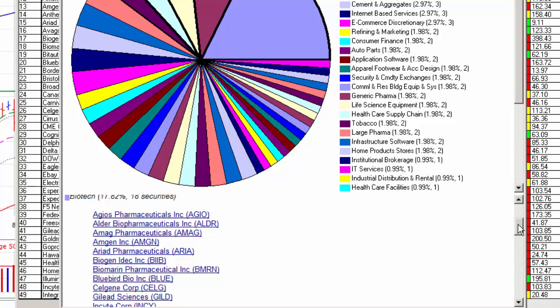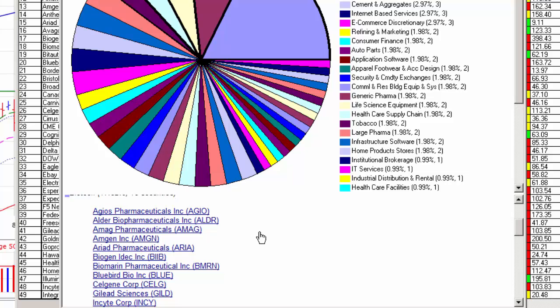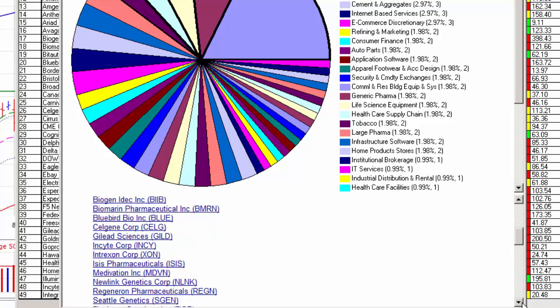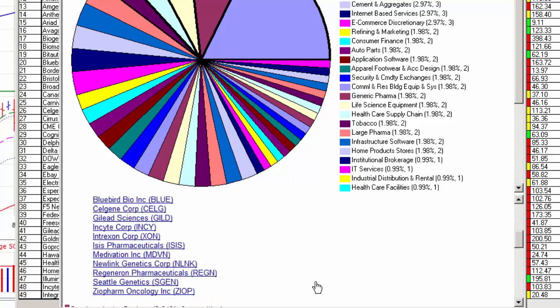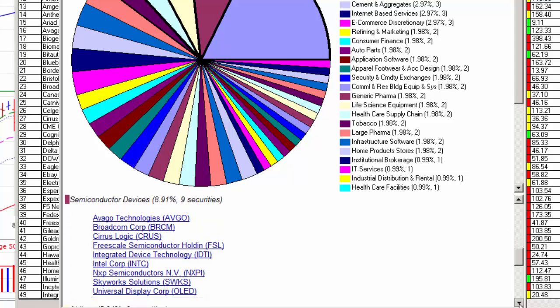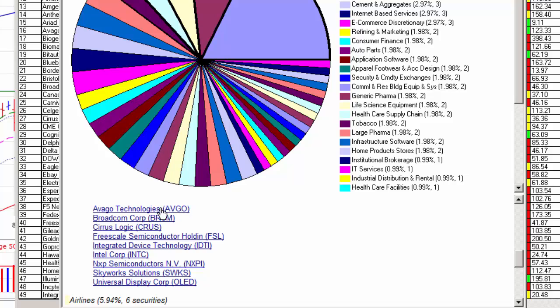Taking a look at biotech, we see Agios Pharmaceutical, Alder, Amgen, Biogen, Bluebird. I've heard a lot of chatter about Bluebird Bio recently. Haven't actually checked out the stock myself, but it may be worth investigating. Celgene, Gilead Pharmaceutical, a lot of biotechs here. Regeneron.